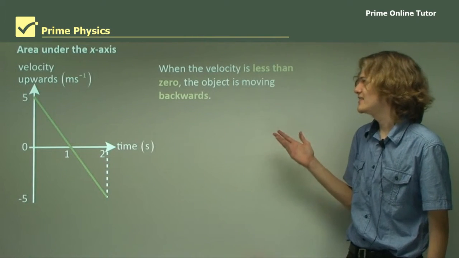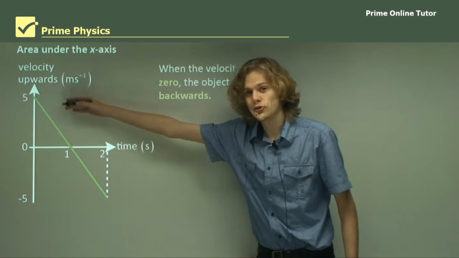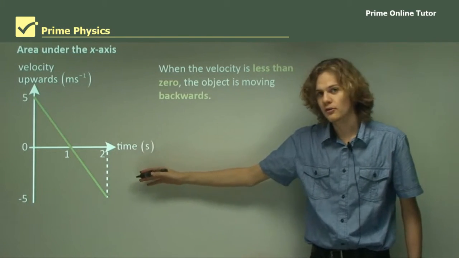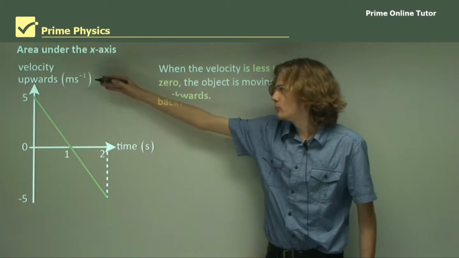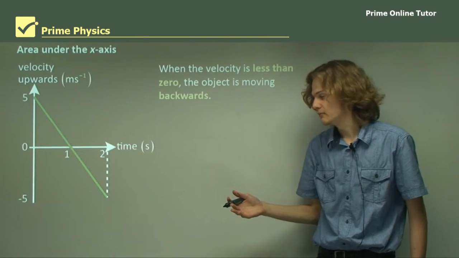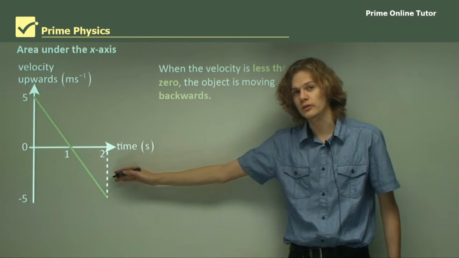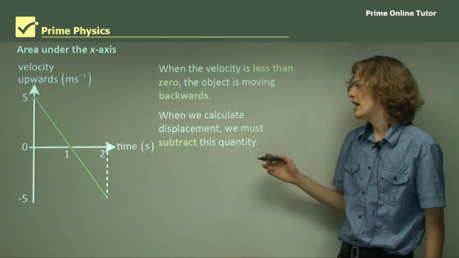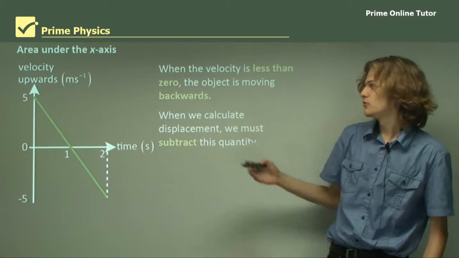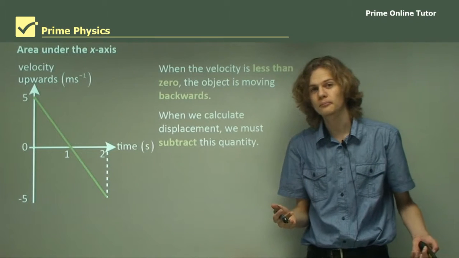Now when the velocity is less than 0, the object is moving backwards. So in this first part of the graph, the object has a positive velocity, so it's moving upward. But in the second part of the graph, it has a negative velocity. And if upward velocity is positive, then negative must be downward velocity. So in this section of the graph, the object is moving upward, and in this section, the object is moving downward. Now when we calculate displacement, we have to subtract the area underneath the graph in order to find the final displacement, because one will be the object moving up, the other will be the object moving down, and so it will be moving backwards and moving back toward 0.